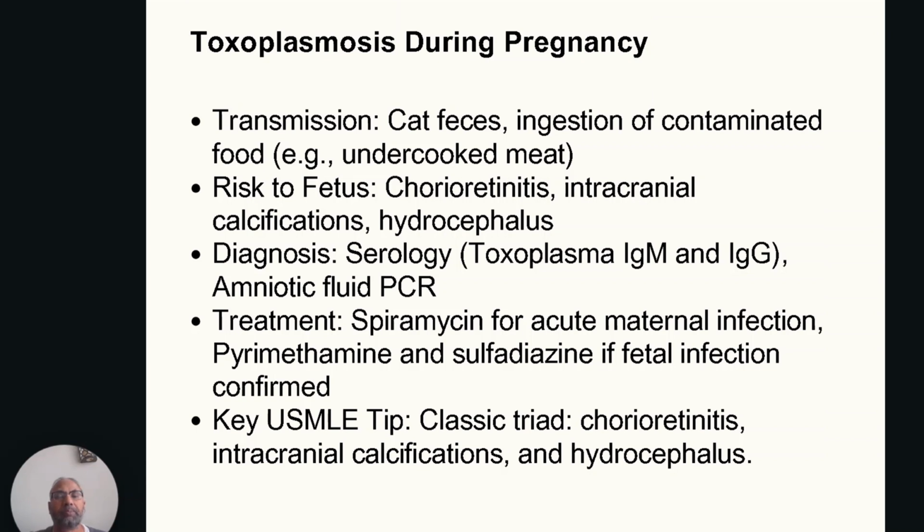Key USMLE tip: classic triad. Everyone who is taking the USMLE exam needs to remember this triad, which is chorioretinitis, intracranial calcifications, and hydrocephalus. If you are seeing it in the question, then this is probably a case of toxoplasmosis. So this is one of the very important infections that you need to remember.